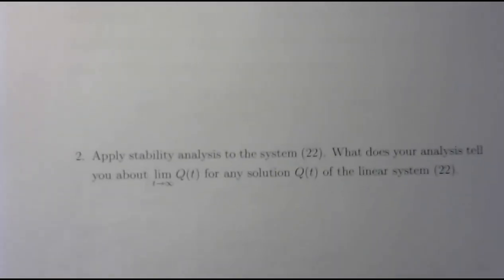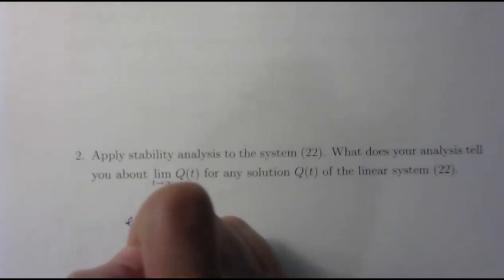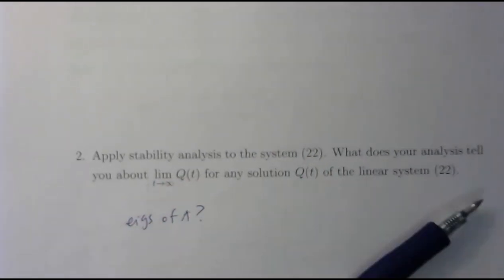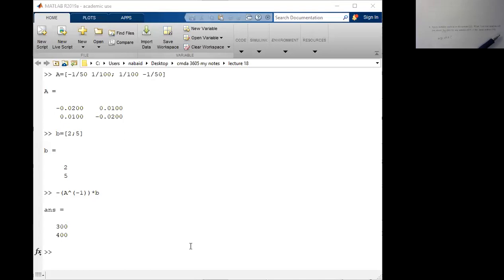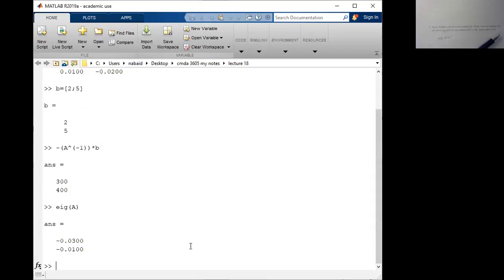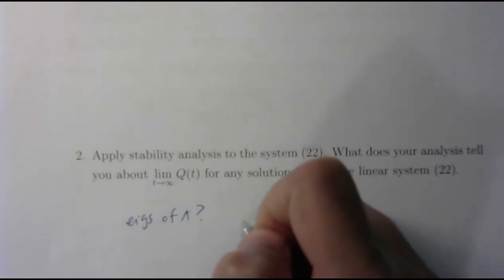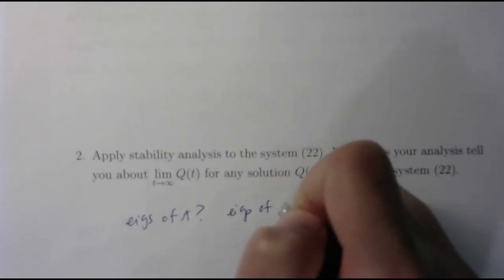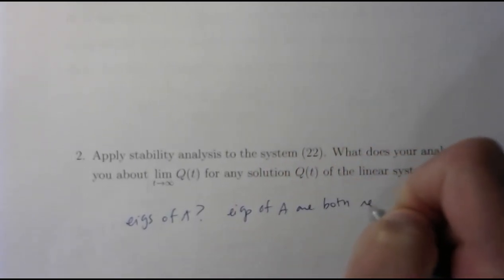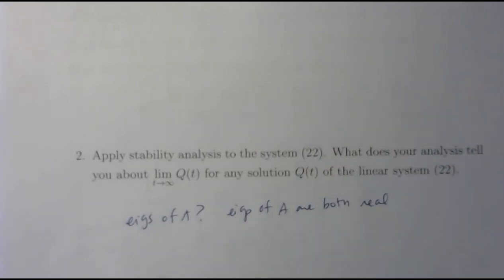We should look for the sign of the real part of the eigenvalues of A. So eigs of A, let's go back to MATLAB, be a lot more expedient. Okay, so eig A, two negative numbers, tells me that this equilibrium should be globally asymptotically stable from last lecture. So eigs of A are both real. They were real, right? Check. Yep. And less than 0.